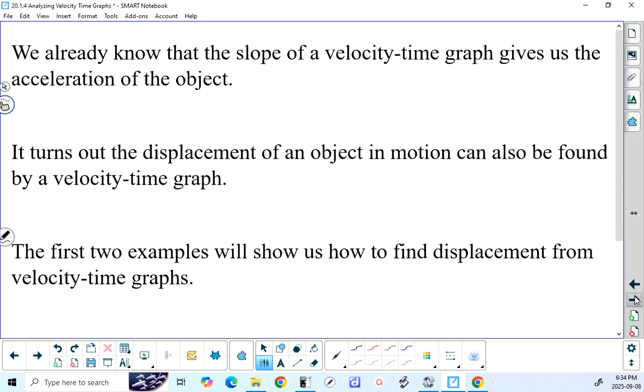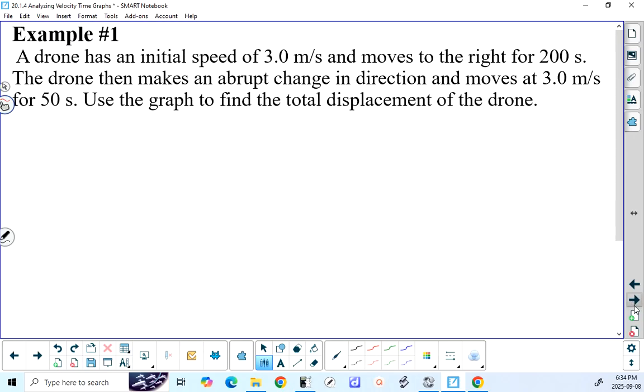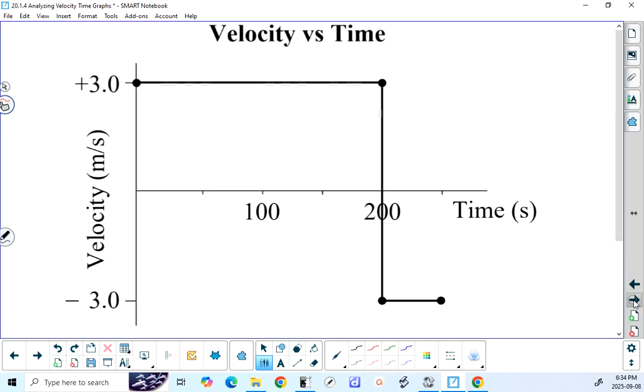Let's take a look at the first example. We have a drone which is moving at 3 meters per second to the right, and it's doing this for 200 seconds. Then it makes an abrupt change in direction and moves at 3 meters per second for 50 seconds. And that information is shown on this graph. And the problem is, what is the displacement?